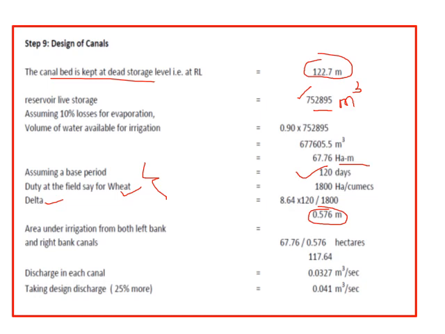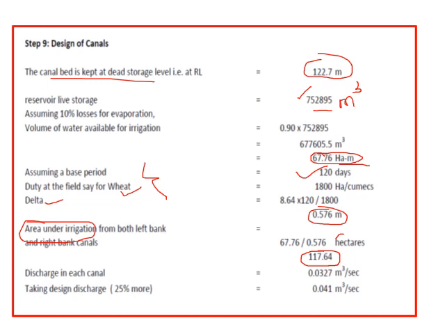Now we have two canals, the left bank canal as well as the right bank canal. So we can decide what should be the area under irrigation. For both the canals, the volume of water is 67.76 hectometers, which is divided by the depth, so it gives so many hectares. Therefore for both the canals, the area irrigated comes to about 117 hectares.